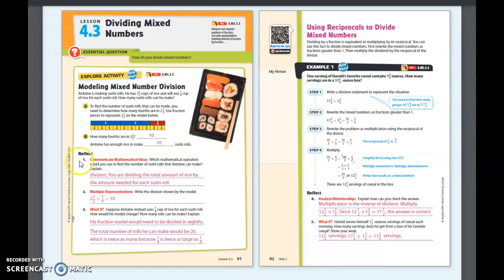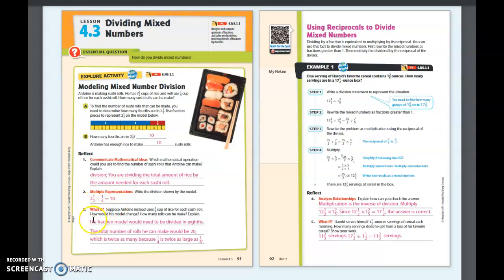Which mathematical operation could you use to find the number of sushi rolls that Antoine can make? It would be division, because you're dividing the total amount of rice by the amount needed for each sushi roll. You could write the division shown by the model as 2.5 divided by 1/4 equals 10.